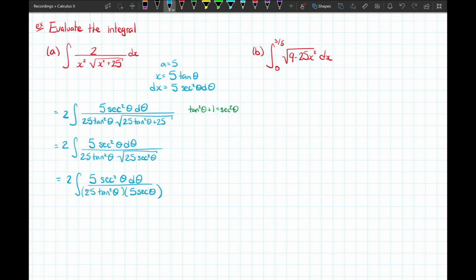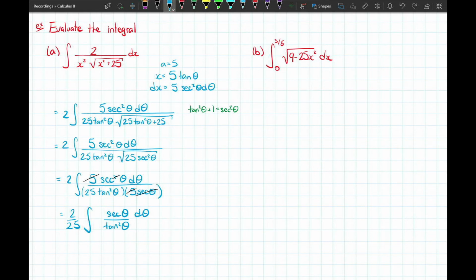Now, at this point in time, we should probably start canceling some of these 5s. We have a 5 in the numerator, and then we also have 5 in the denominator that can cancel each other out. The remaining factors of 5 can be brought outside of the integral. Now, we also have secant squared theta in the numerator, and 1 factor of secant theta in the denominator. So we can cancel 1 factor. This leaves us with the integral of secant theta over tangent squared theta.